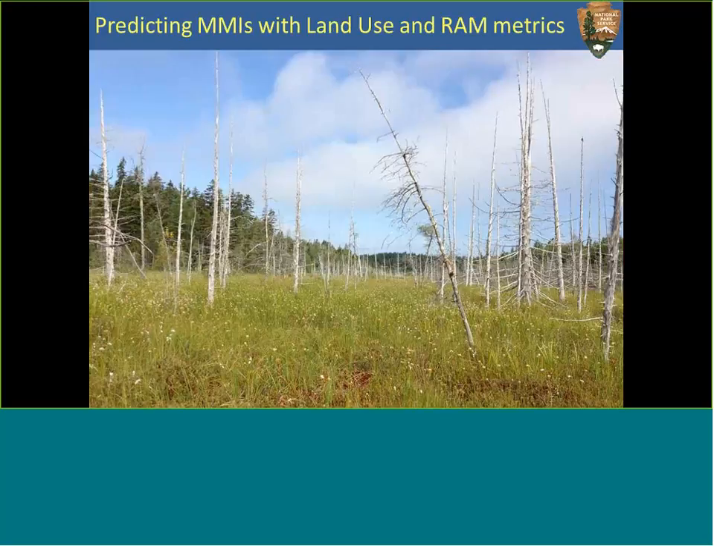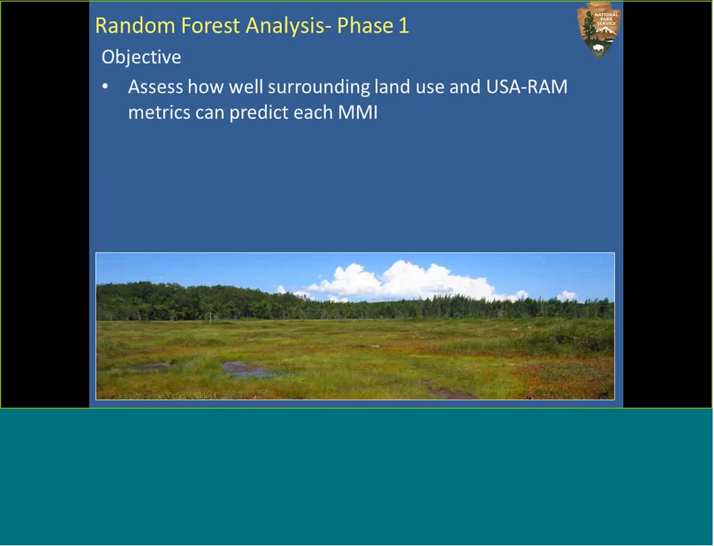Okay, so this next part is going to get a bit technical, but bear with me because the results are pretty interesting, and hopefully I can explain it in a way that's useful. So the objective of this part of the analysis was to assess how well the surrounding land use and USA RAM rapid assessment metrics can predict each MMI. I used random forest to do this analysis.